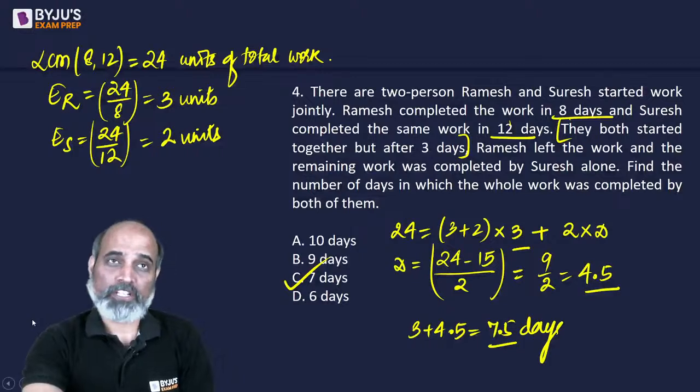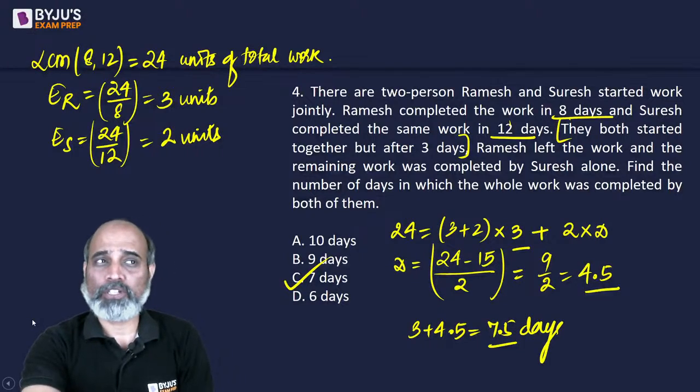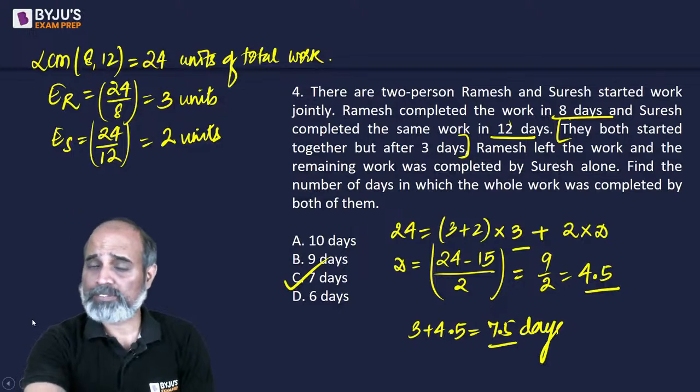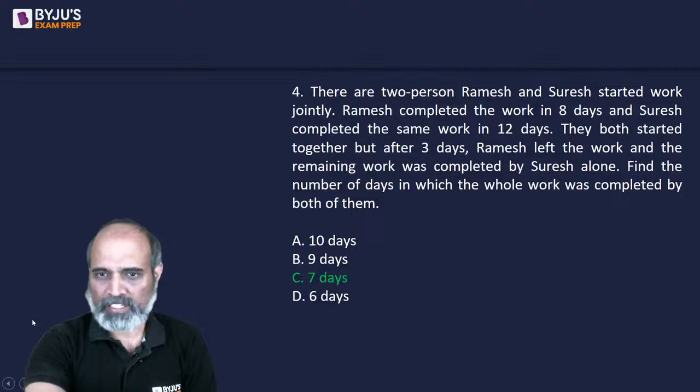Had Suresh left the work and Ramesh continued, then the total work would have been done in another 3 days. So that would have been 6 days, but that's not the case. So 7 days is what they have mentioned.